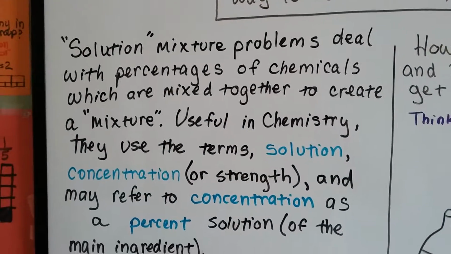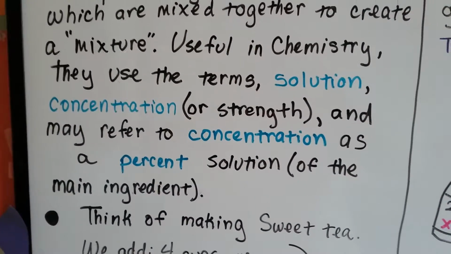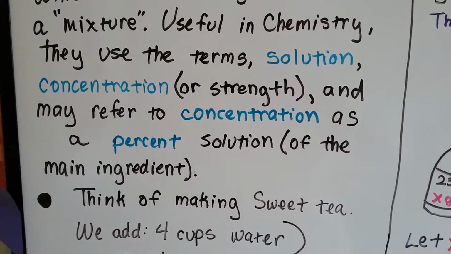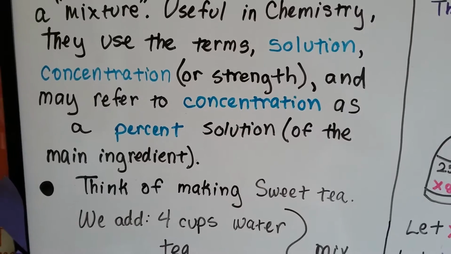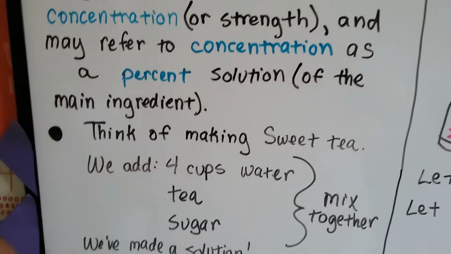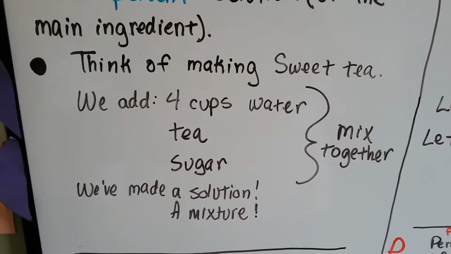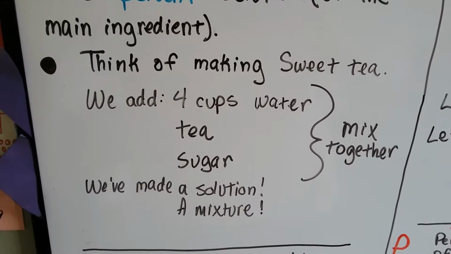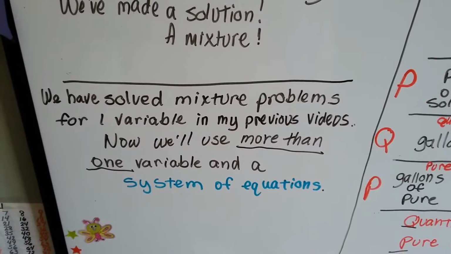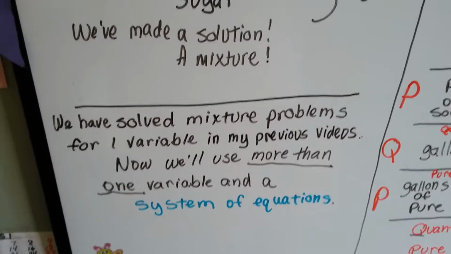A solution mixture problem deals with percentages of chemicals which are mixed together to create a mixture. It's useful in chemistry, and they use the terms solution and concentration, which means strength, and they may refer to the concentration as a percent solution. It's the main ingredient. So think of making sweet tea. We add 4 cups of water and some tea and some sugar and mix them together. We made a solution. And we've solved mixture problems for one variable in my previous videos, and now we're going to use more than one variable and a system of equations.